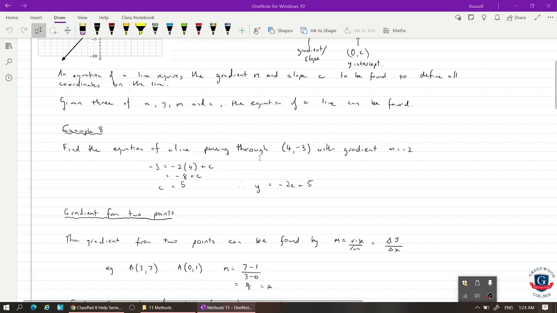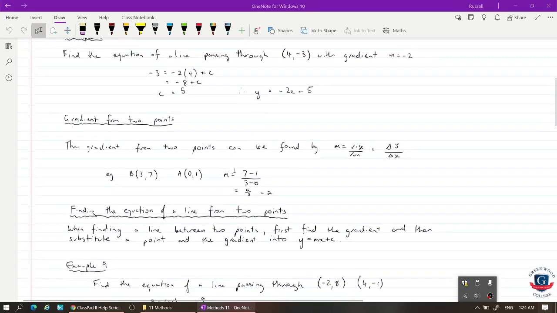Substitute -3 in for y, substitute 4 in for x, substitute -2 in for m. We have one variable remaining, one equation, one unknown, so it can be solved. -3 equals -8 plus c, given that we know that c must be 5 to make the left-hand side equal to the right-hand side, giving us an equation of y equals -2x plus 5. The -2 was given to us by the problem, the 5 was given to us by solving the equation.